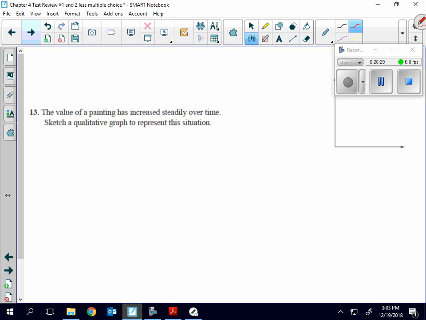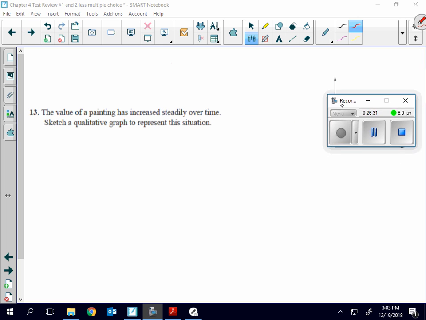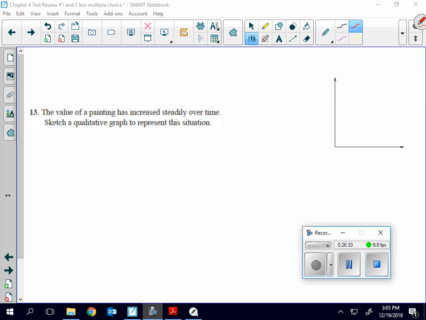Okay, and 13, I think it's getting in my way. The value of a painting has increased steadily over time. Sketch a qualitative graph to represent the situation. So we need to label this, okay? We have the value of a painting's increasing steadily over time. Time is almost always here. We can label time here and maybe value up here. Okay, and if it's increasing steadily, it's just rising.